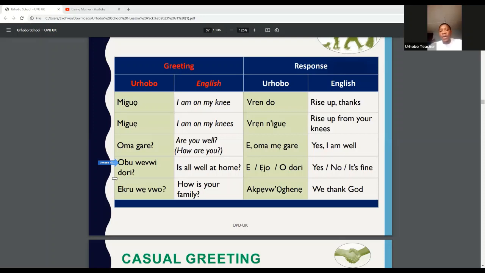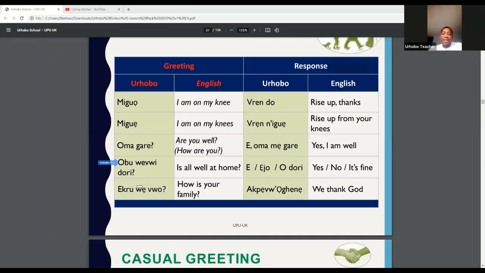So, Obunwewi Dori. It means, is it well at home? Is all well at home? That's what it means. And when somebody says Obunwewi Dori, it's not really talking about only the house. It can mean your family, it can mean anything about you, your household. That's what it's asking about.